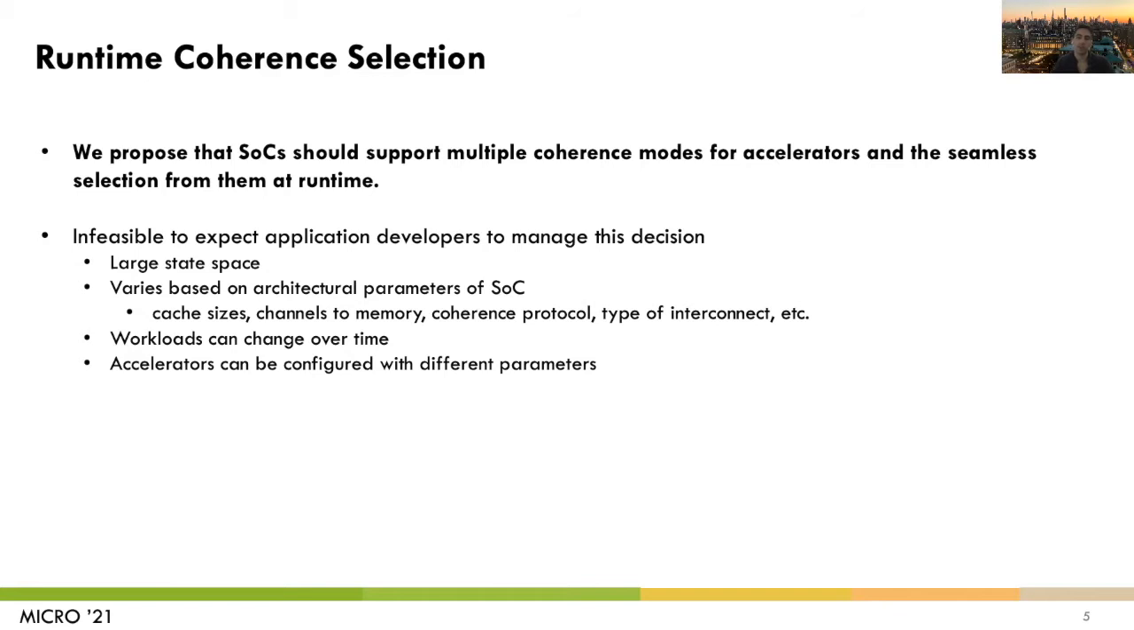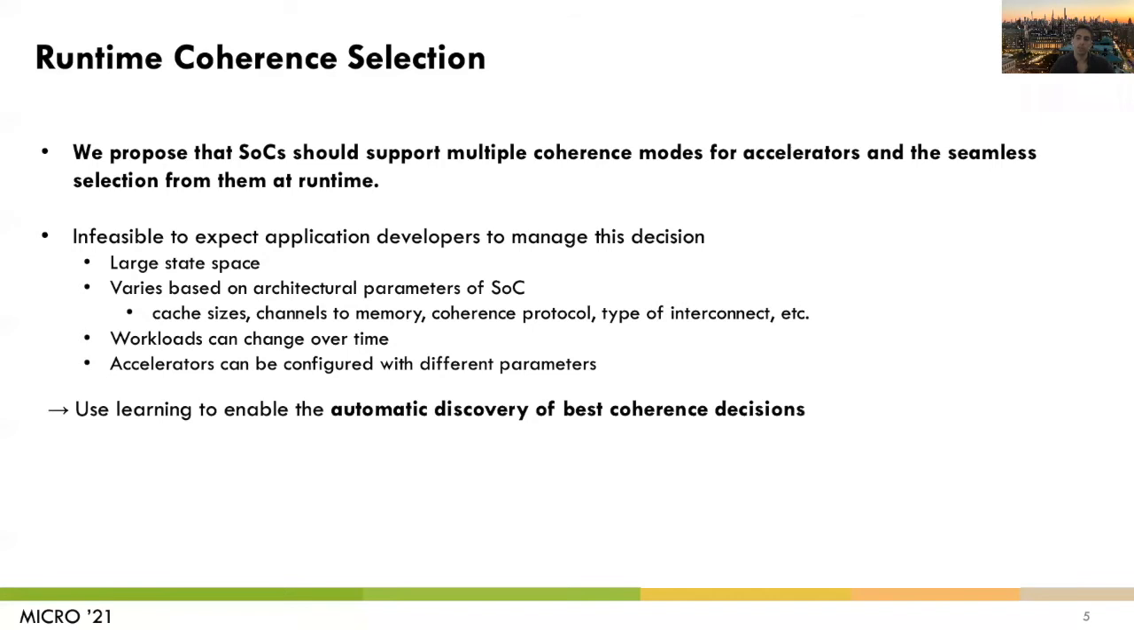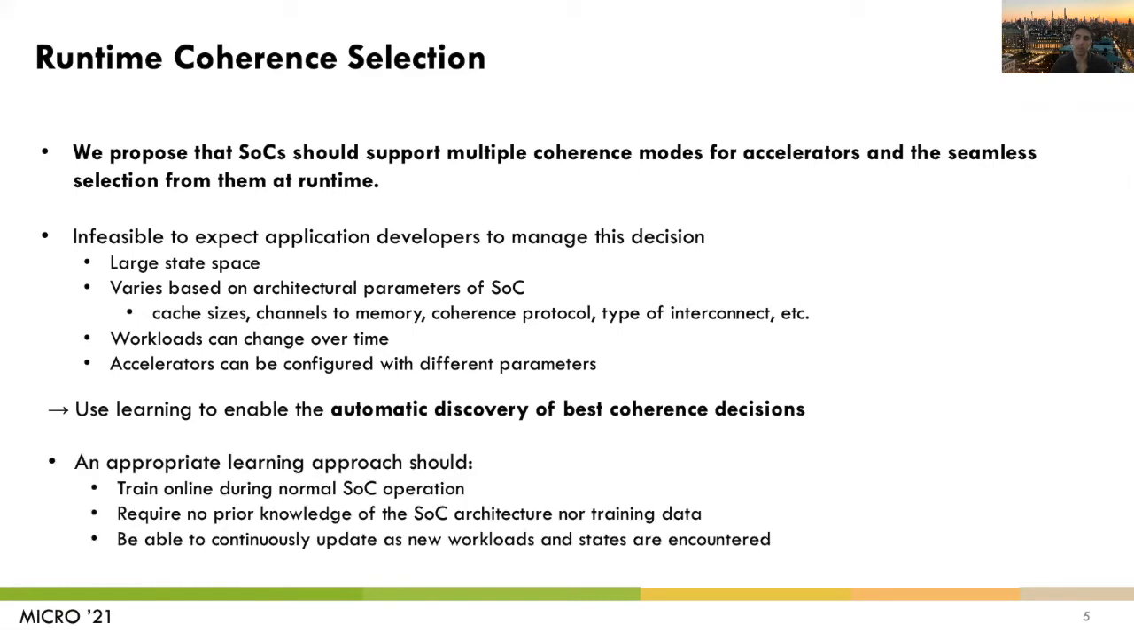It's unclear how all these variables can impact performance without performing an exhaustive search, and it's unrealistic to expect application developers to understand all of these variables or know under what conditions their apps will be run. Thus, we make the case for a learning-based approach that can automatically discover best coherence mode decisions. We identify 3 main characteristics for an appropriate learning approach.